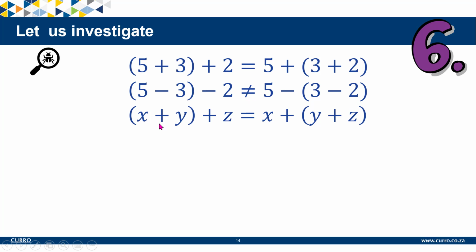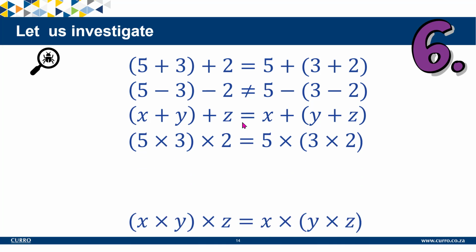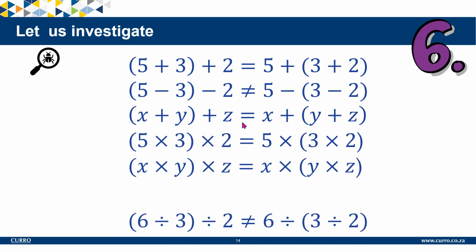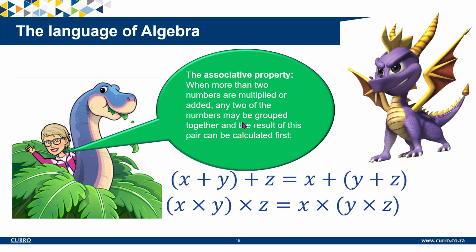So therefore we can say this: if we've got numbers in a certain order, but you change the grouping, then the answer will stay the same. It will also work for multiplication, but definitely not for division or subtraction. So let's just summarize. The associative property is when more than two numbers are multiplied or added, any two of the numbers may be grouped together, and the result of this pair can then be calculated first, and the answers will stay the same. It only works for addition and multiplication.